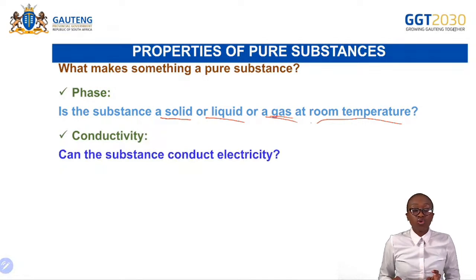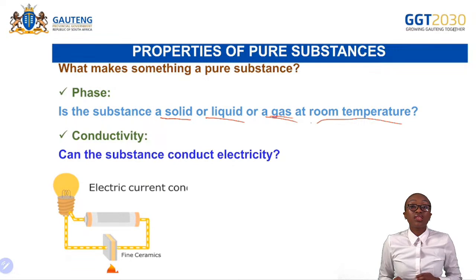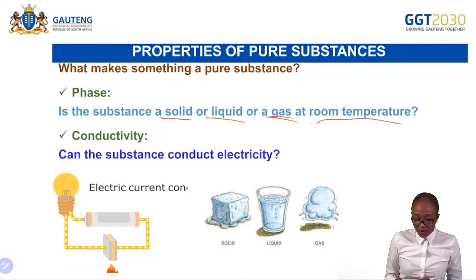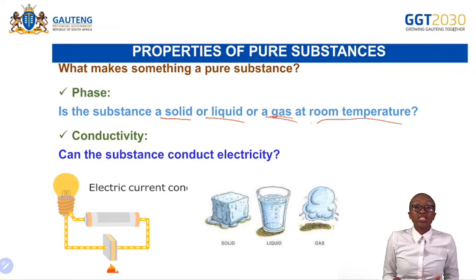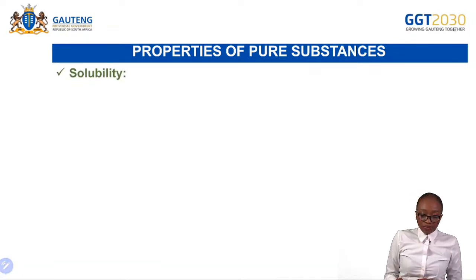can the substance conduct electricity? Some substances like copper are able to conduct electricity if they're in their purest form. Okay, and then we have water. Water comes in different phases depending on the temperature. If the temperature is very low, water will become a solid. If the temperature is room temperature, water will be a liquid. If the temperature is very high, water is going to be a gas.